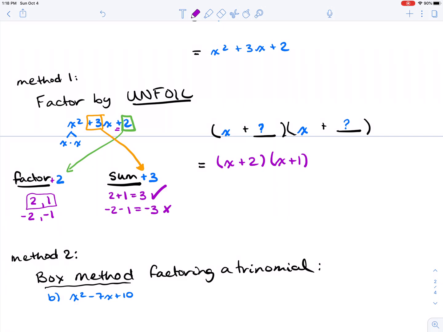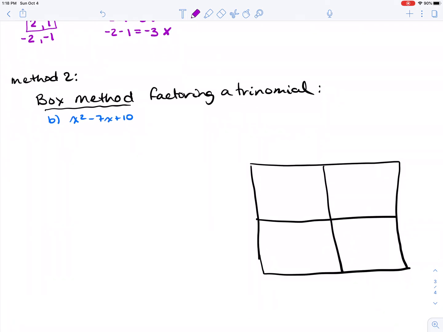Let's try a second method. The second method is called the box method for factoring a trinomial. And in previous videos, you've seen how to use the box method for finding the trinomial. Now we need to work backwards. So I know that my first term is x squared. I know my third term is 10. So the last two boxes, these two have to equal minus 7x.